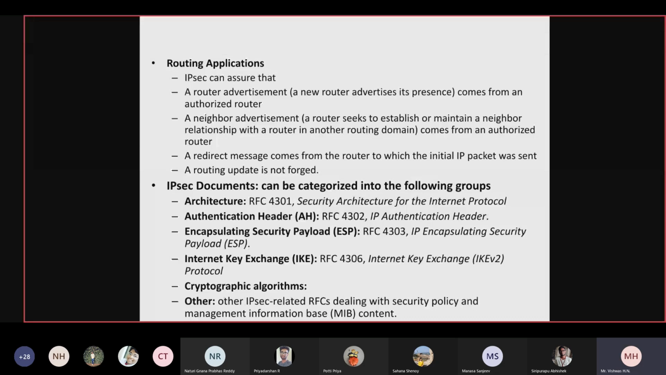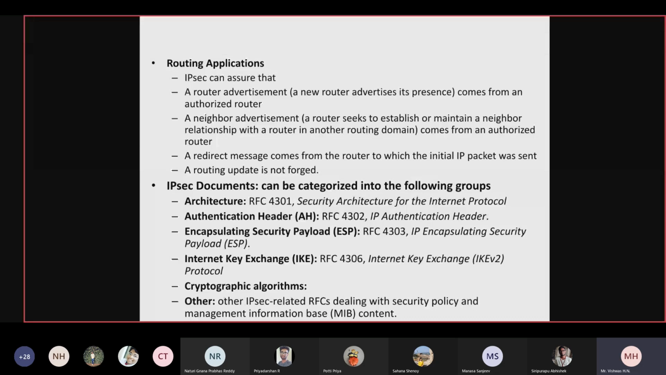A redirect message comes from the router to which the initial IP packet was sent. A routing update is not forged. So basically, whatever messages are exchanged between routers, those messages are authenticated. Is that clear? If you are using IPsec.